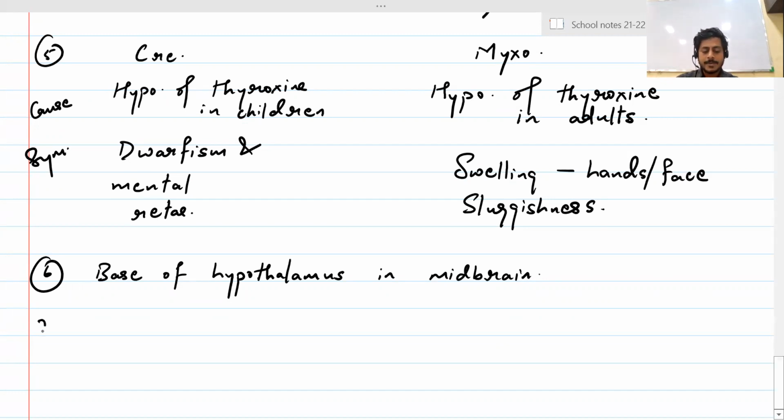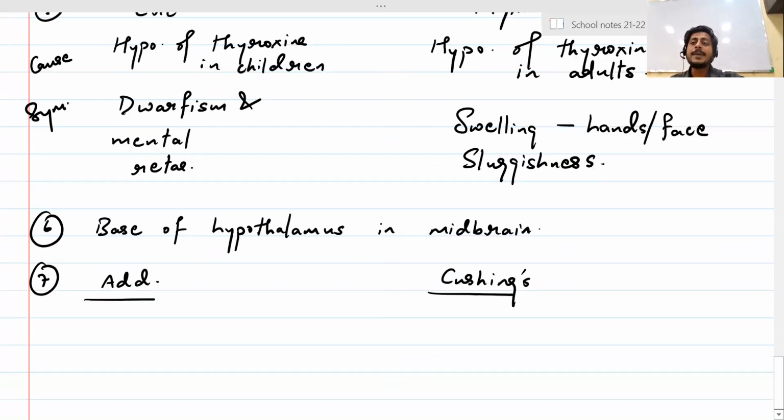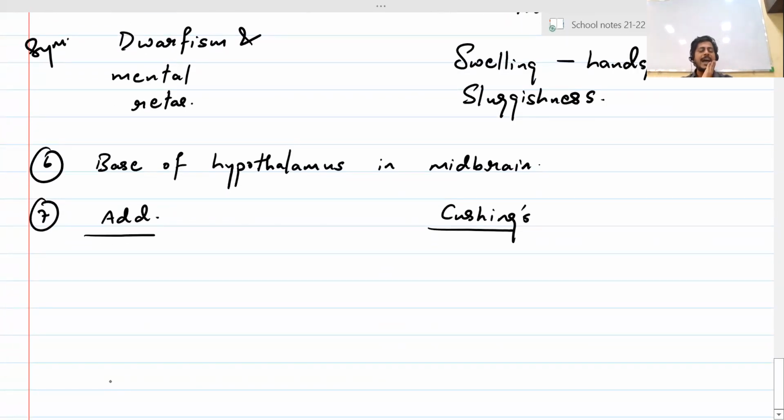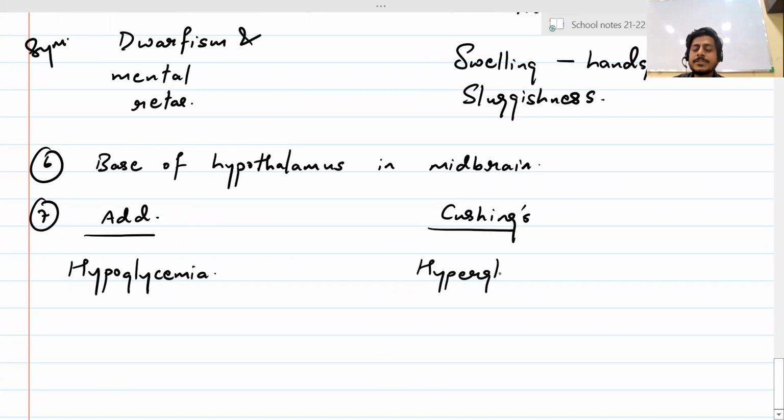Then you have distinguishing between Addison's and Cushing's syndrome, ADD Addison's and CUSHINGS. Addison's and Cushing's. Remember that this is a board question. Hypo and hyperglycemia. So Addison's disease is characterized by hypoglycemia, which is reduced blood glucose level. And Cushing's syndrome is characterized by hyperglycemia, which is increased blood glucose level. So for hypo and hyper, I had given you this because this is something that is asked.